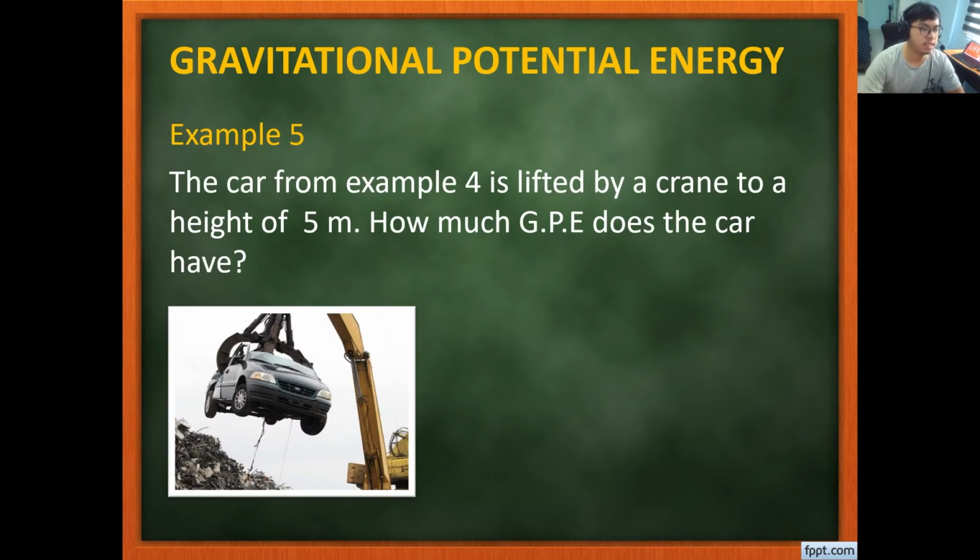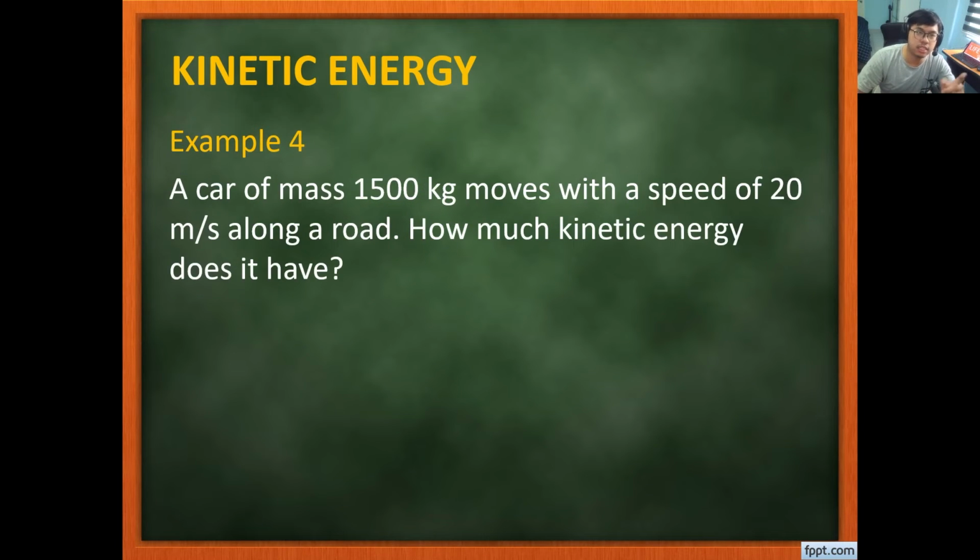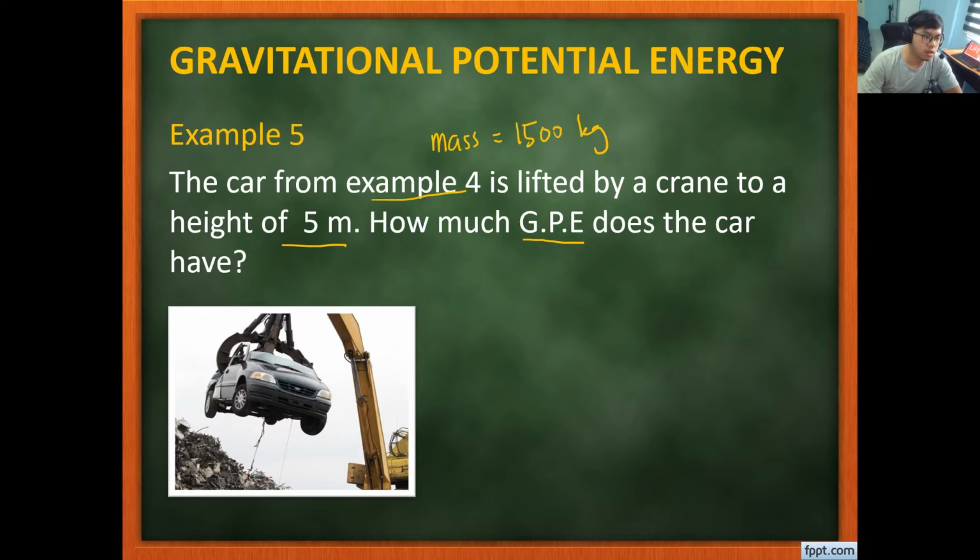The car from example 4 is lifted by a crane to a height of 5 meters. How much gravitational potential energy does the car have? You remember the car from example 4 before; it has a mass of 1,500 kilograms. So we want to know how much gravitational potential energy it has. Let's use the formula: E_g = mgh.